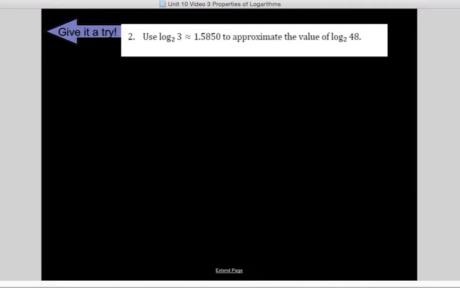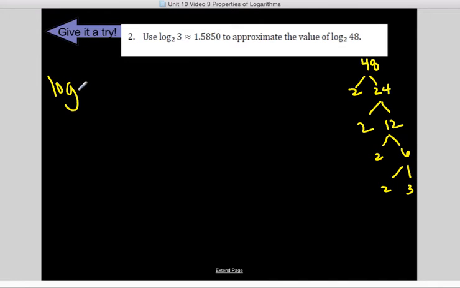Example 2, a little bit different. It says use the log base 2 of 3, which is approximately 1.5850, to approximate log base 2 of 48. So let's just go ahead and break 48 down. 48 is 2 times 24, and let's break it all the way down. This is 2 times 12, 2 times 6, and lastly 2 times 3. Okay, which means log base 2 of 48 will be equal to log base 2 of 2 times 2 times 2 times 2 times 3.